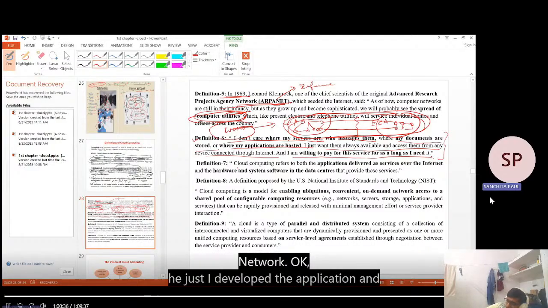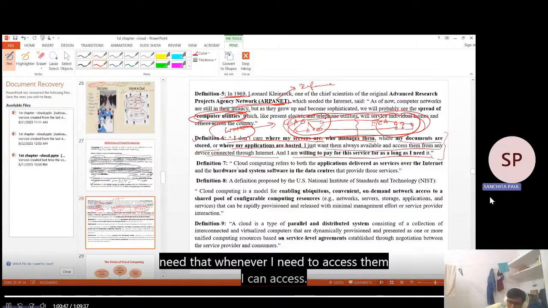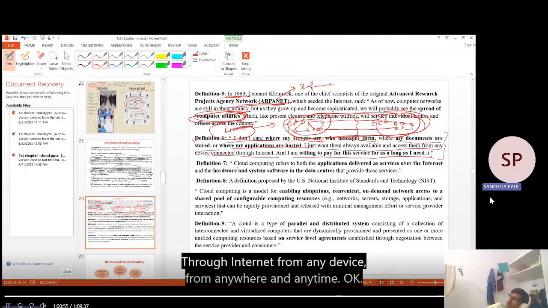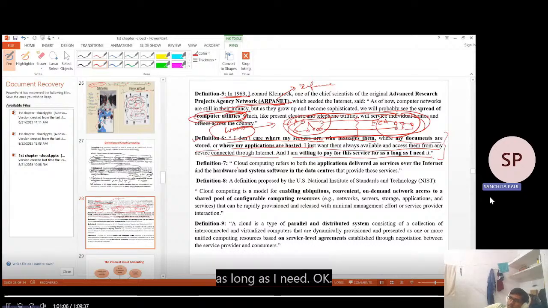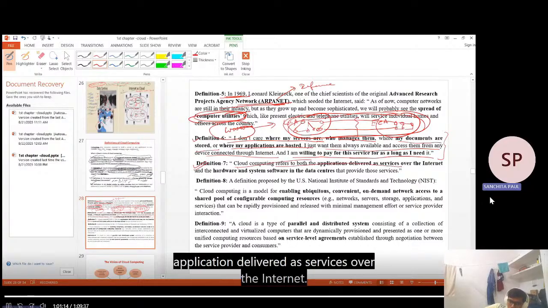He just develops the application, and it's his work to deploy my application over the internet. But whenever I need to access it, I can access it through the internet, from any device, from anywhere, and anytime. For that, I am willing to pay for the services as long as I need. Okay. And definition 7 says cloud computing refers to both applications delivered as services over the internet.